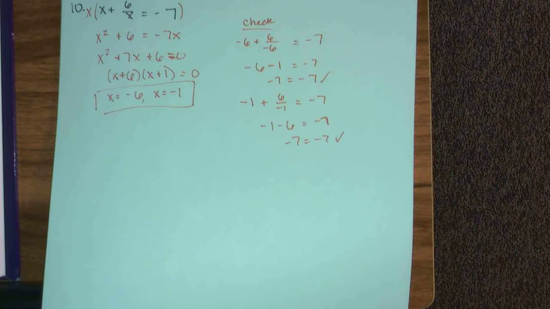Yeah. So basically, just multiply the whole thing by x. Move everything to one side. It really doesn't matter, but I like my stuff to be positive, so I moved it over to the left. And then factor it. Because the one time you don't check it, there's going to be an extraneous solution.